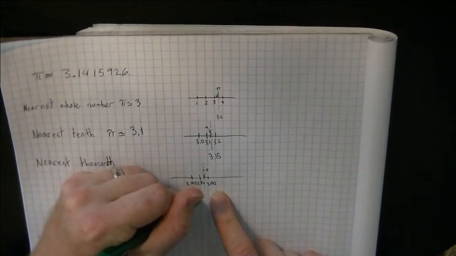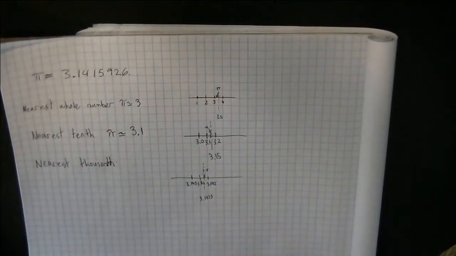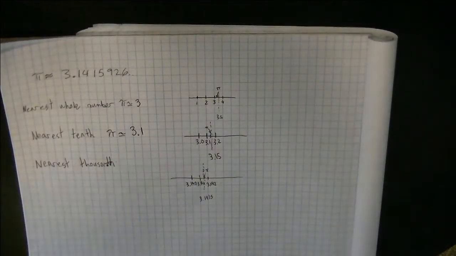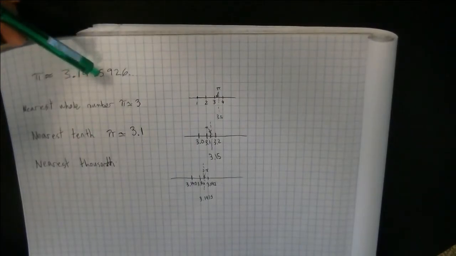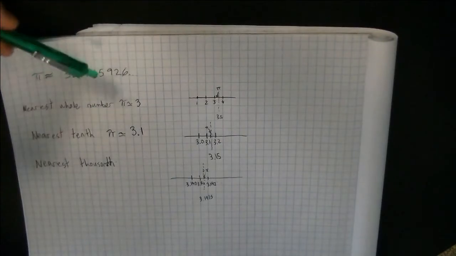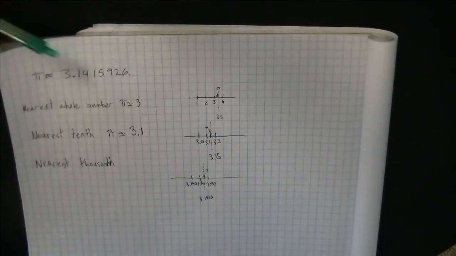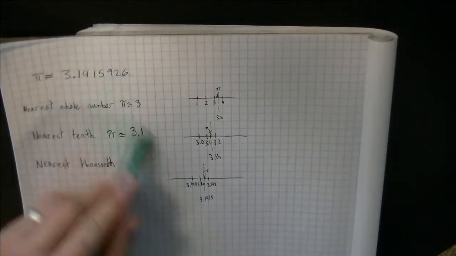Well, the line is 3.1415, right? And so we look and we see, hey, it's 3.1415. That's the next digit. Oh no, do we round up or round down? It's equal, is what that's saying.